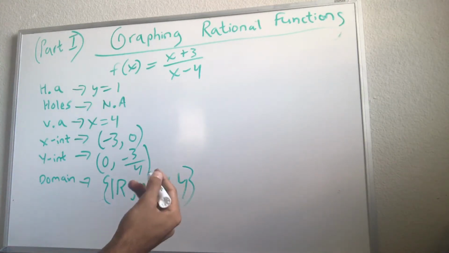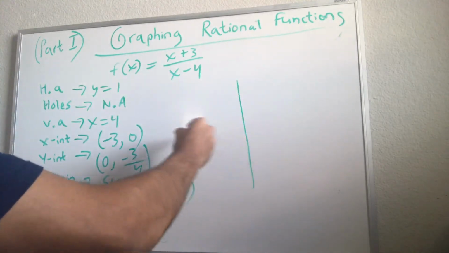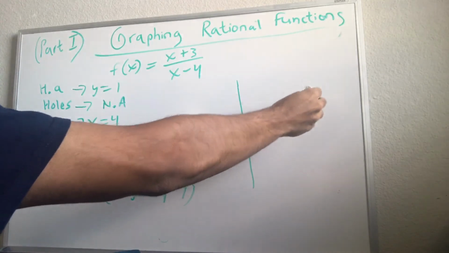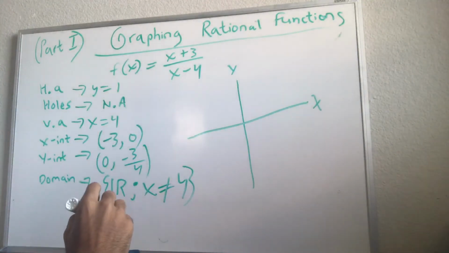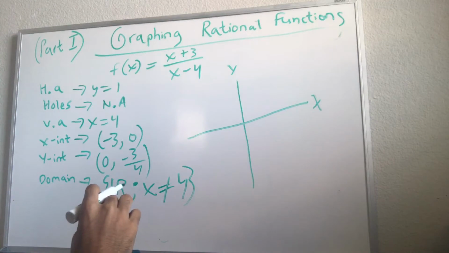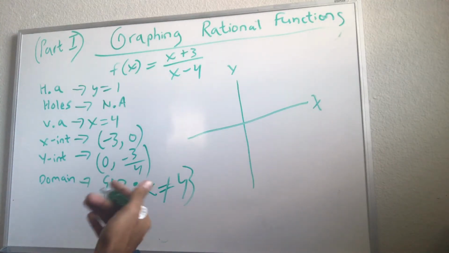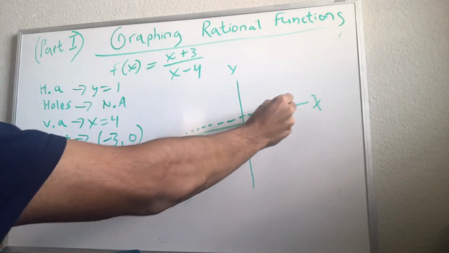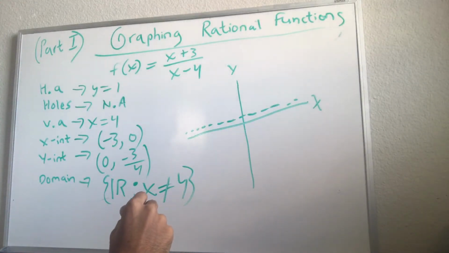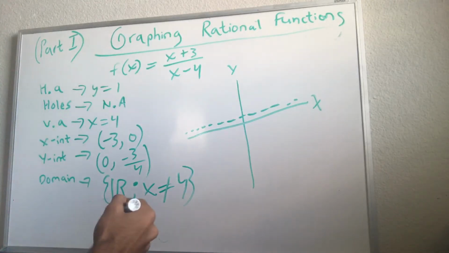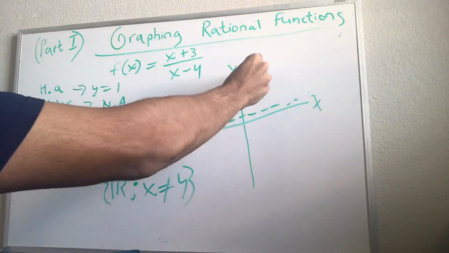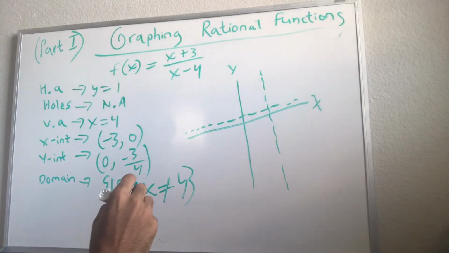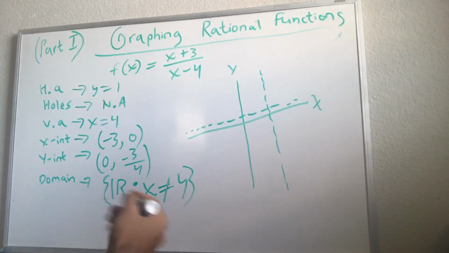Now we have to graph this, so let's look at this. If this is your x-axis and this is your y-axis, we know our asymptotes. There's an asymptote at y is equal to 1, so that is this. And then you also know that you have another asymptote that is vertical at x is equal to 4. However, you don't have any holes, so we can just disregard that part.